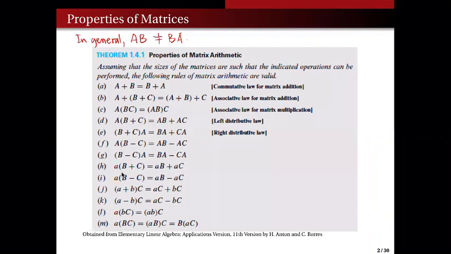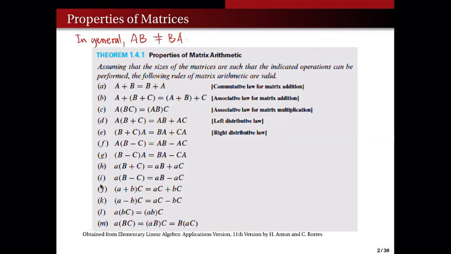For H and I, this is also the distributive law, but this time the one you are distributing is a scalar. So you have the sum of the matrix B plus C, and then you have a scalar A, you just distribute it. If you distribute it, you have AB plus AC. And then, of course, if you have subtraction, the same principle applies as in letter H.